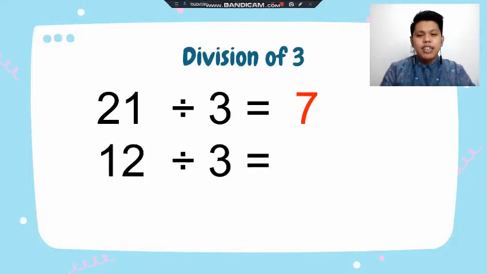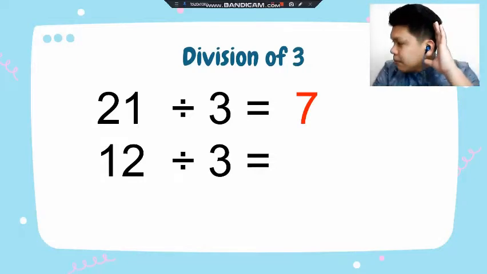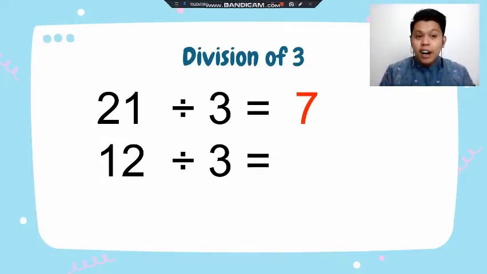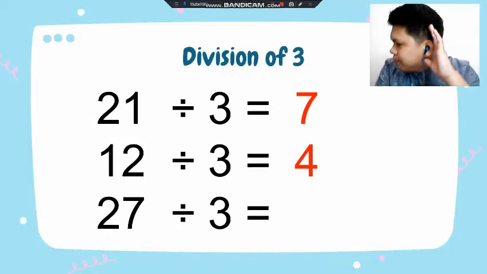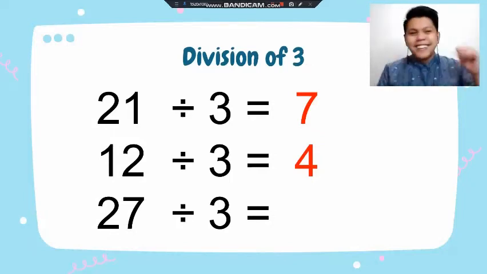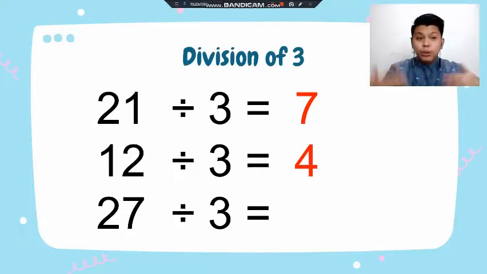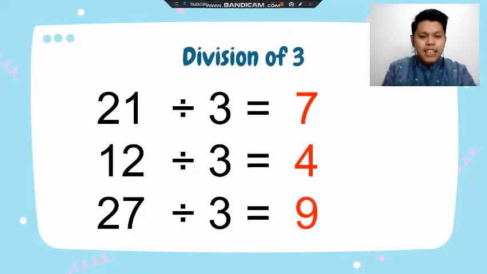Okay, now your turn. How many will be our quotient? Great. You are doing good. That is 4. Let's go with the last one. Great job. You are now doing mental division. Okay, so that is 9.